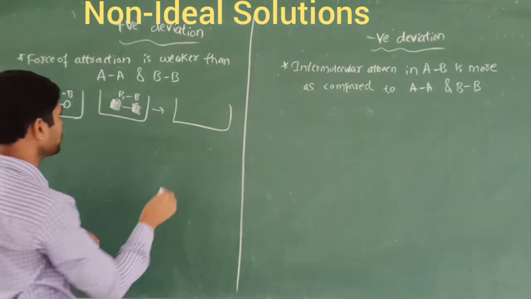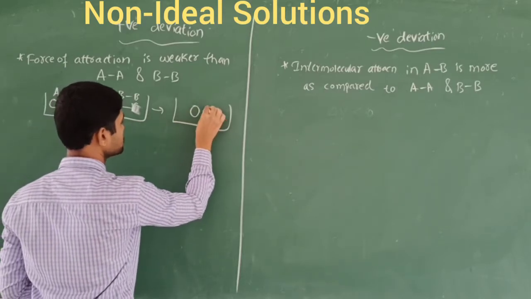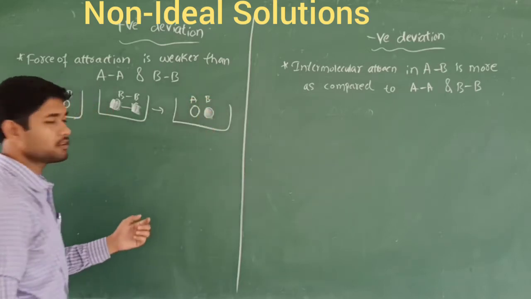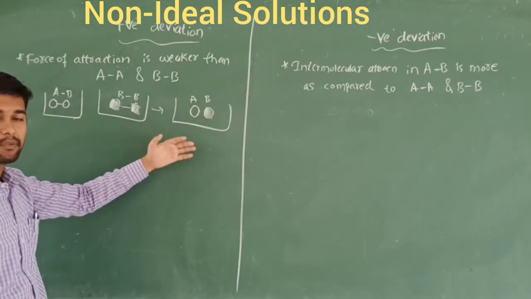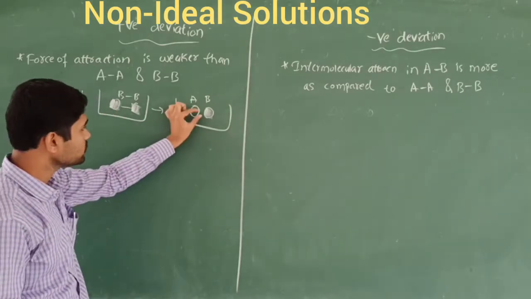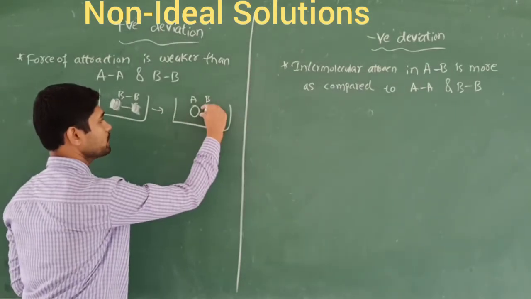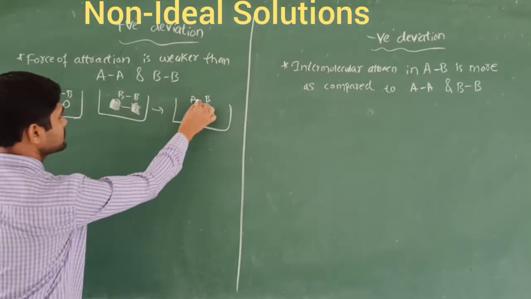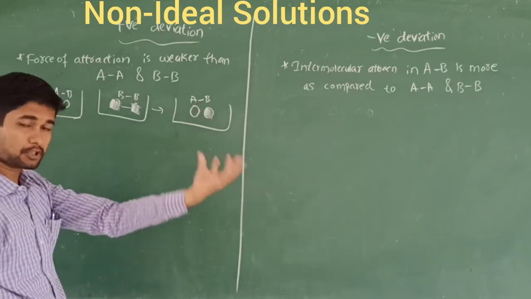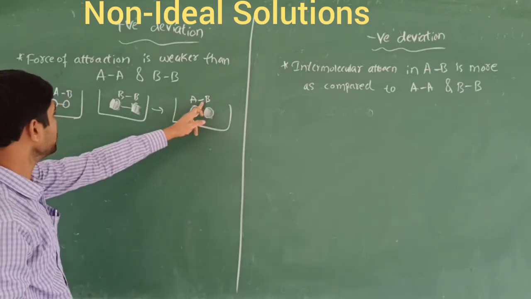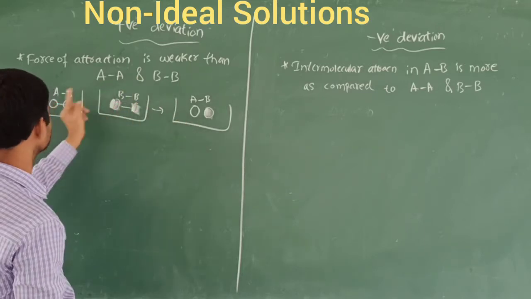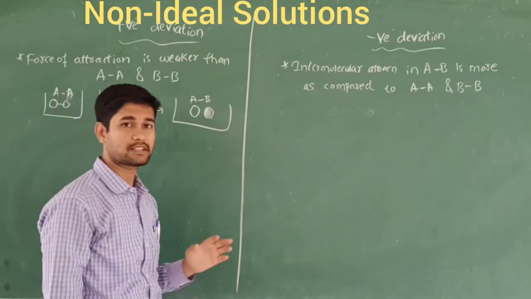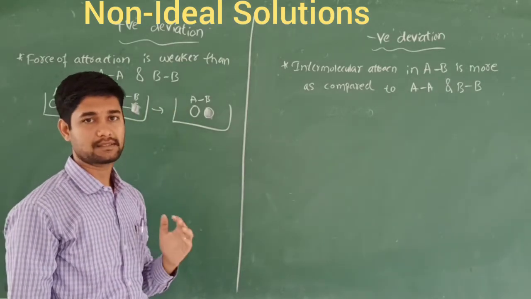After mixing, what happens? That becomes A-B, this is A and B. You know that after mixing, like ethanol and water, they are going to repel each other. When they repel each other, there is no attraction between them. So the force of attraction in this A-B interaction after mixing will be very much weaker than the A-A interaction and the B-B interaction. That's why the vapor pressure immediately increases above Raoult's law.